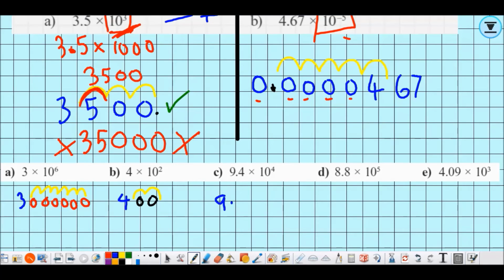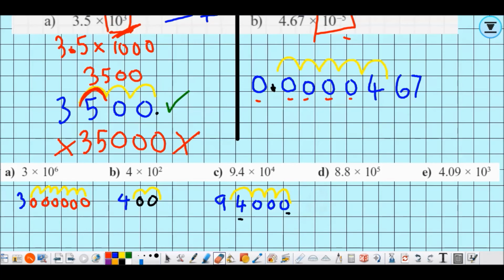C. 9.4. Okay, now remember this one. I've got 1 digit that's after my decimal, so I can't just add 4 zeros. It's not going to work. Okay, we need to move the decimal 4 places. 1, 2, 3, 4. So my decimal has just moved to there, and I'm going to fill the gap in with placeholders. 1, 2, 3 zeros only. So that would be 94,000.